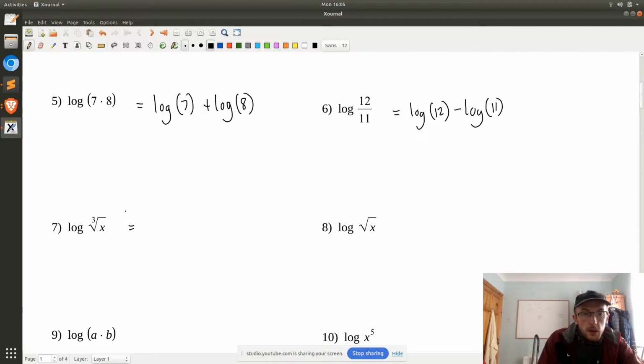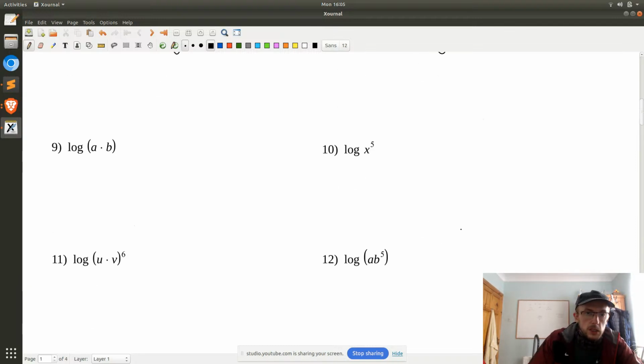The power comes down to the front, so it's a third of log x, or log x over 3 if you like. This one's a half of log x. Half of log of x. Log of a plus log of b. 5 log x.